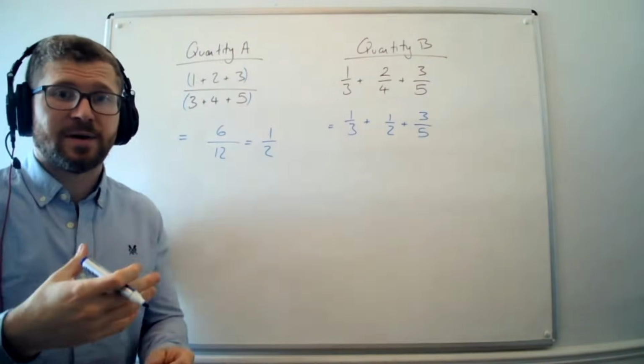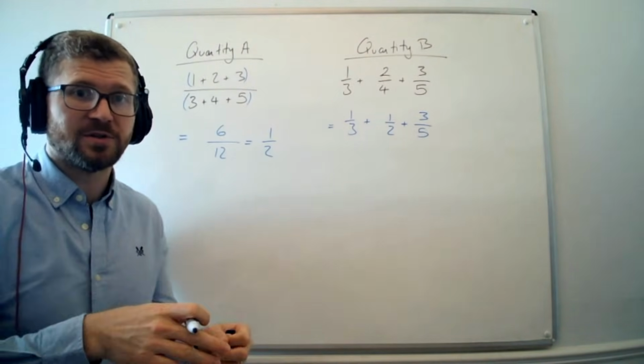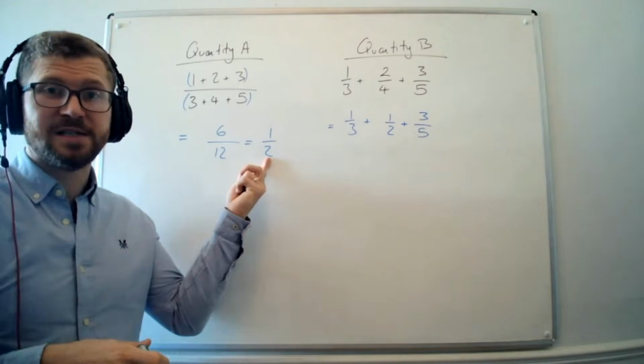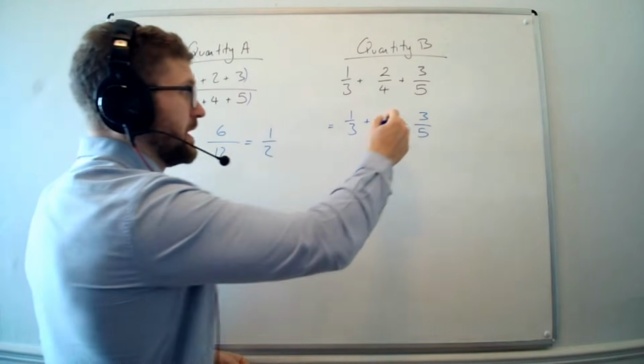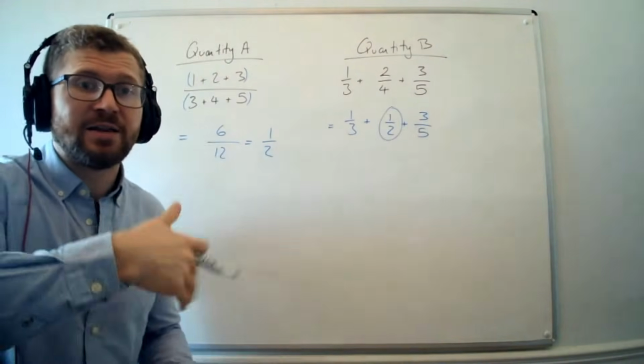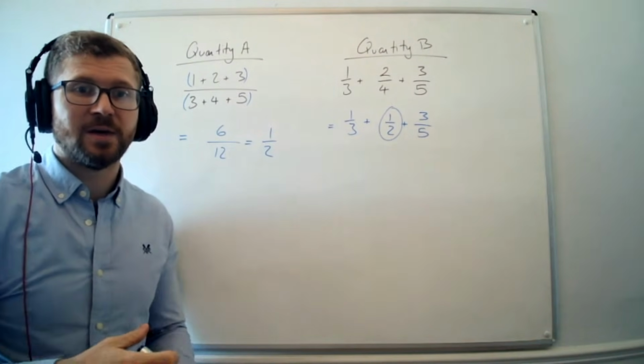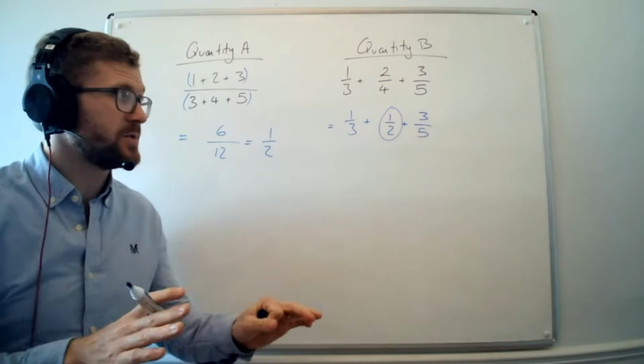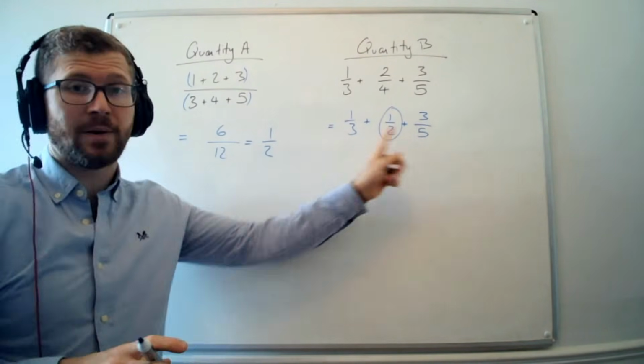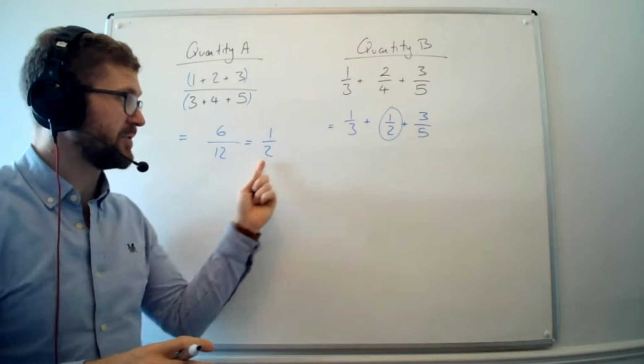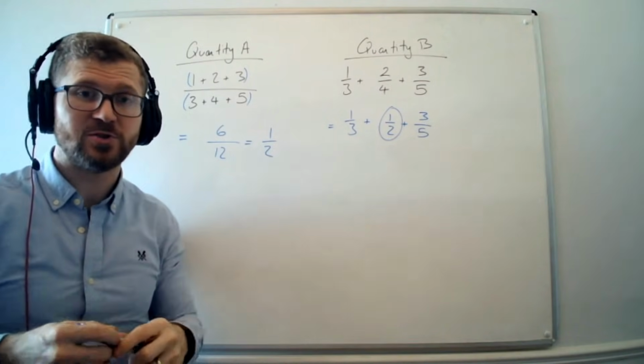Now, quantitative comparison questions, I'm looking at which is bigger, quantity A or quantity B. I know quantity A is a half, but I know quantity B has a half in it, and then I'm going to add on some other stuff. And so I can stop here. I don't need to do any more work. It's going to be a half plus some other things. So it's definitely going to be bigger than quantity A, which is just a half.